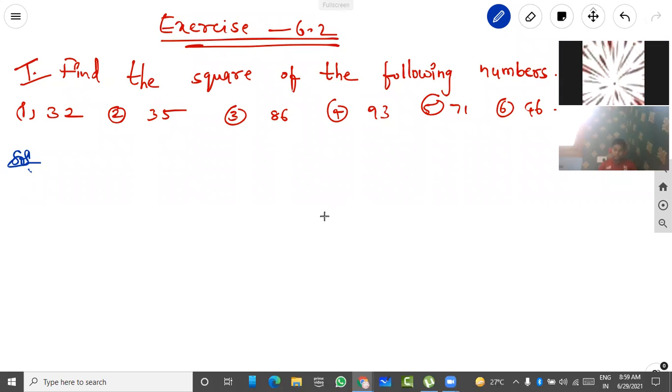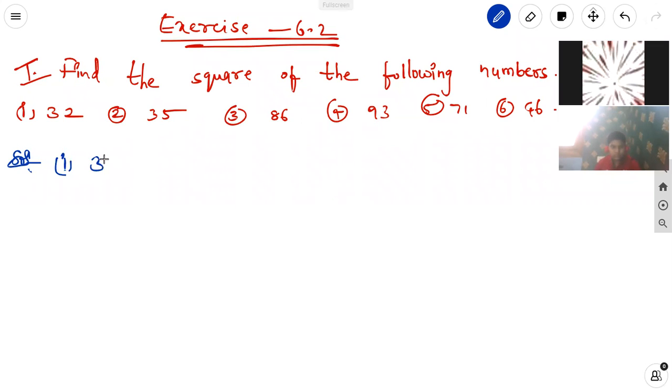Exercise 6.2. Find the square of the following numbers. The numbers are: first 32, second 35, third 86, fourth 93, fifth 71, sixth 46. Whatever the rule, you can do that. The first one is 32. 32 can be written as 30 plus 2. 32 squared means (30 plus 2) whole squared.